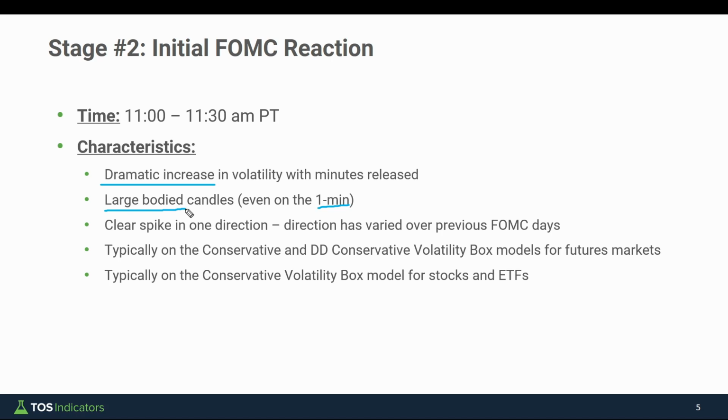It's more stage 3 that I find where we have actionable insights, but stage 2 is very useful information. The biggest piece of information that I think we get from stage 2 is a very clear spike in one direction. Now that direction has varied over previous FOMC days. Sometimes we've seen a large spike to the downside, sometimes we've seen a large spike to the upside, which is what we had today. There's no predictability there. However, there is a very clear spike in one direction.